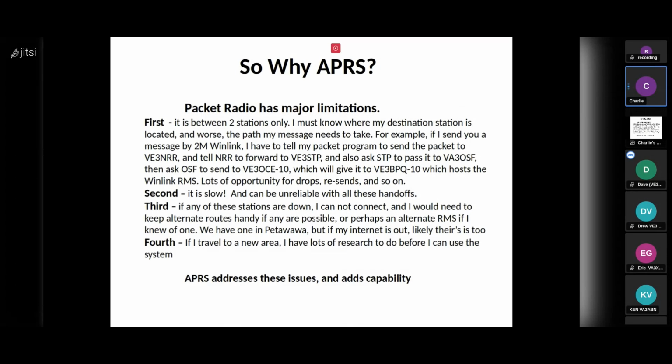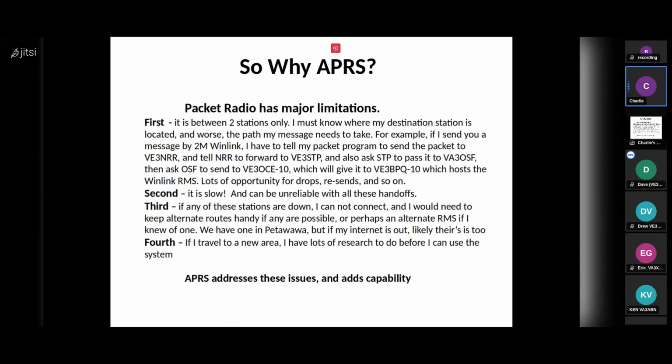There's lots of opportunity for things to get dropped, trying to do resends. And at the end of the day, sending a message of 10 or 20 lines can take a significant amount of time to get through. So it's very slow at 1200 baud, even if it didn't have to do a bunch of retransmissions, but almost guaranteed you're going to be doing a bunch, with this number of handoffs.